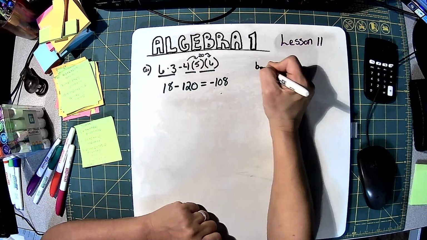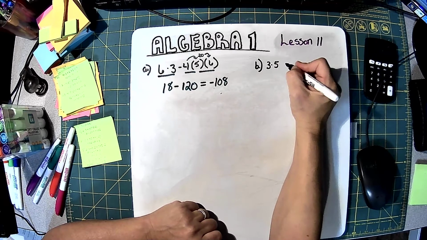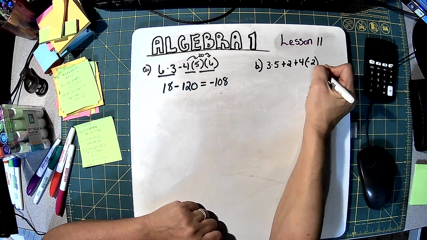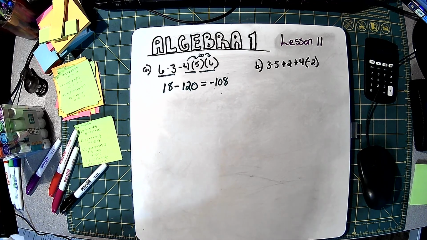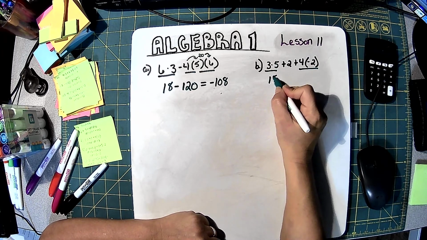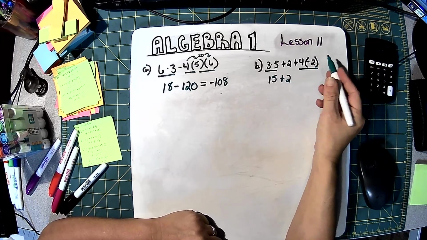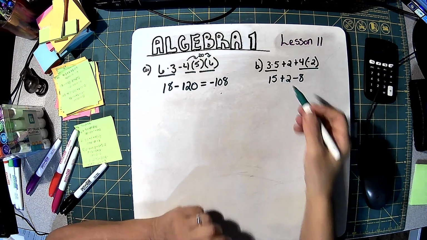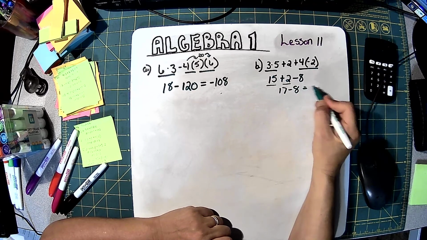Now I'll do B. This is 3 times 5 plus 2 plus 4 times negative 2. First I got to figure out all the places where I'm multiplying: 3 times 5, 4 times negative 2. 3 times 5 is 15 plus 2. And then 4 times negative 2 would be, 4 times 2 is 8. Negative times a positive makes a negative, so negative 8. So here it's pretty easy. We can put these positives together, and we'll have 17 minus 8. So the answer is 9.